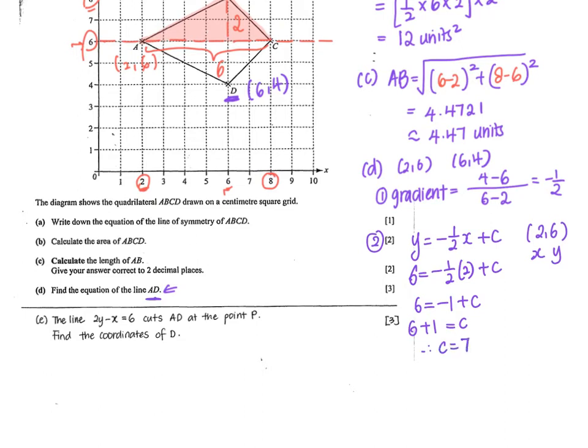But is this the equation of the straight line? No, right? So the equation is y equals to negative half x plus the y-intercept, the number 7. So this will be the answer.